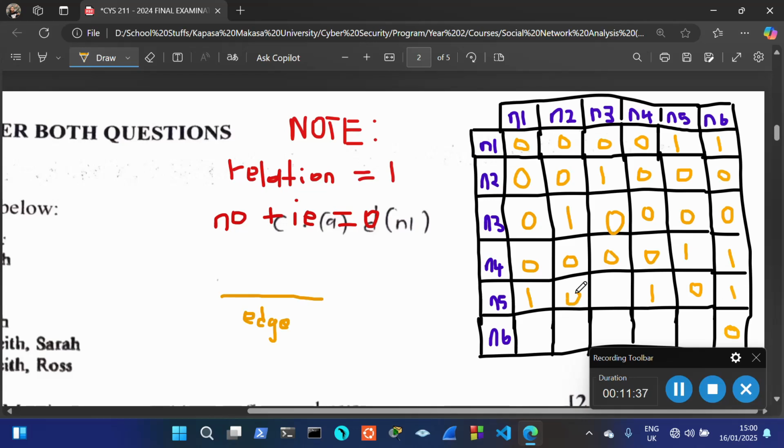So here we are going to put zeros. Now remember, N1 had the relation already with N5, okay? The same applies with N5 as a relation with N1. So again, this line will be represented with an edge. Take note, because they have chosen each other.